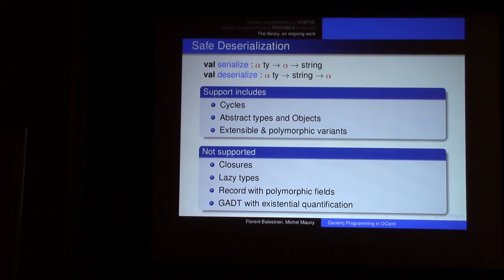Polymorphic fields in records, we cannot check because actually we cannot represent those types. We cannot use an index of GADT which is polymorphic. And finally, existential quantification in GADTs. But we can check GADTs if they don't have existential quantification.